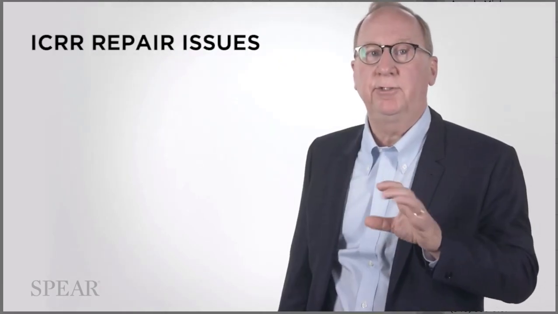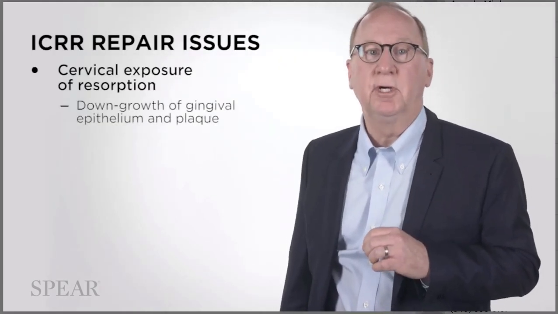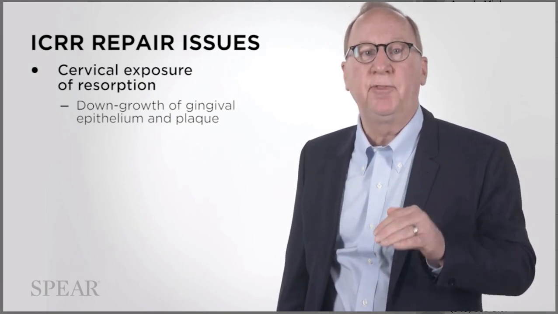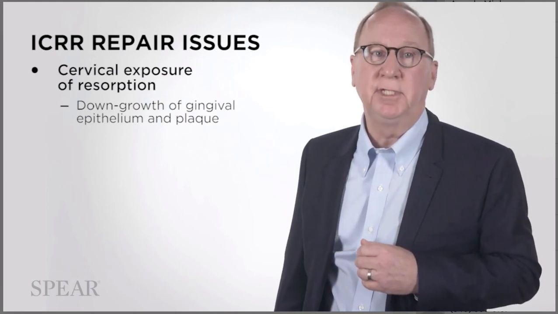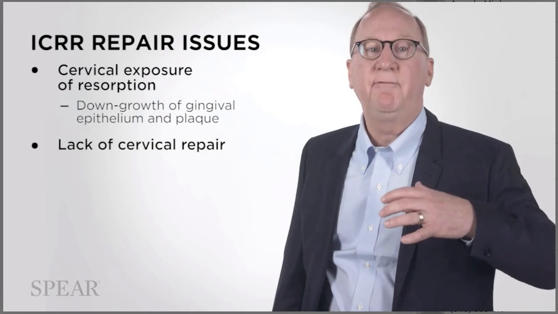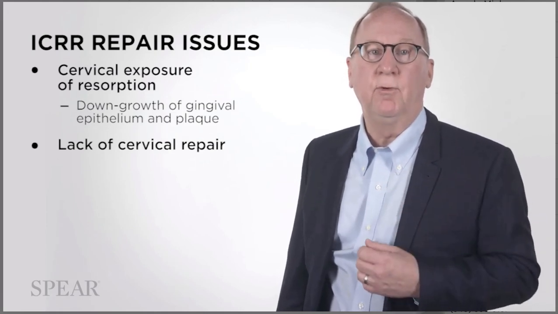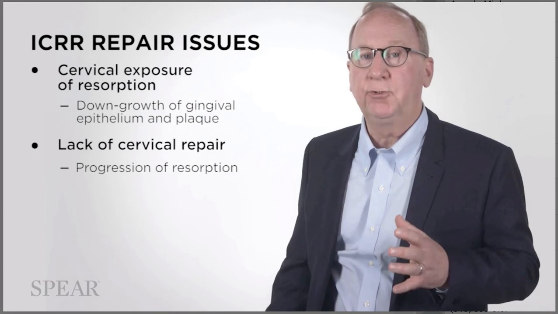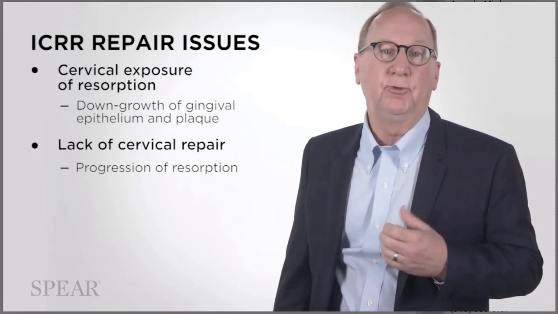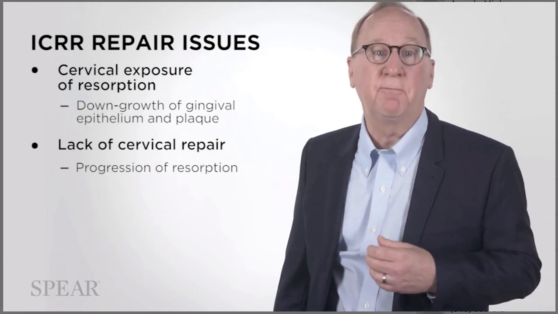So the repair issue is the cervical exposure of that root resorption. If left alone, there can be a downgrowth of gingival epithelium and plaque, causing a gingival dehiscence in that area. If you have a lack of cervical repair, you'll have constant resorption going on, eventually eating away a lot of tooth structure, almost giving an hourglass appearance to that cervical resorption, to a point where the tooth can just snap off pretty easily. We saw this by Mavridou earlier. This is another micro CT scan that goes through the tooth itself.